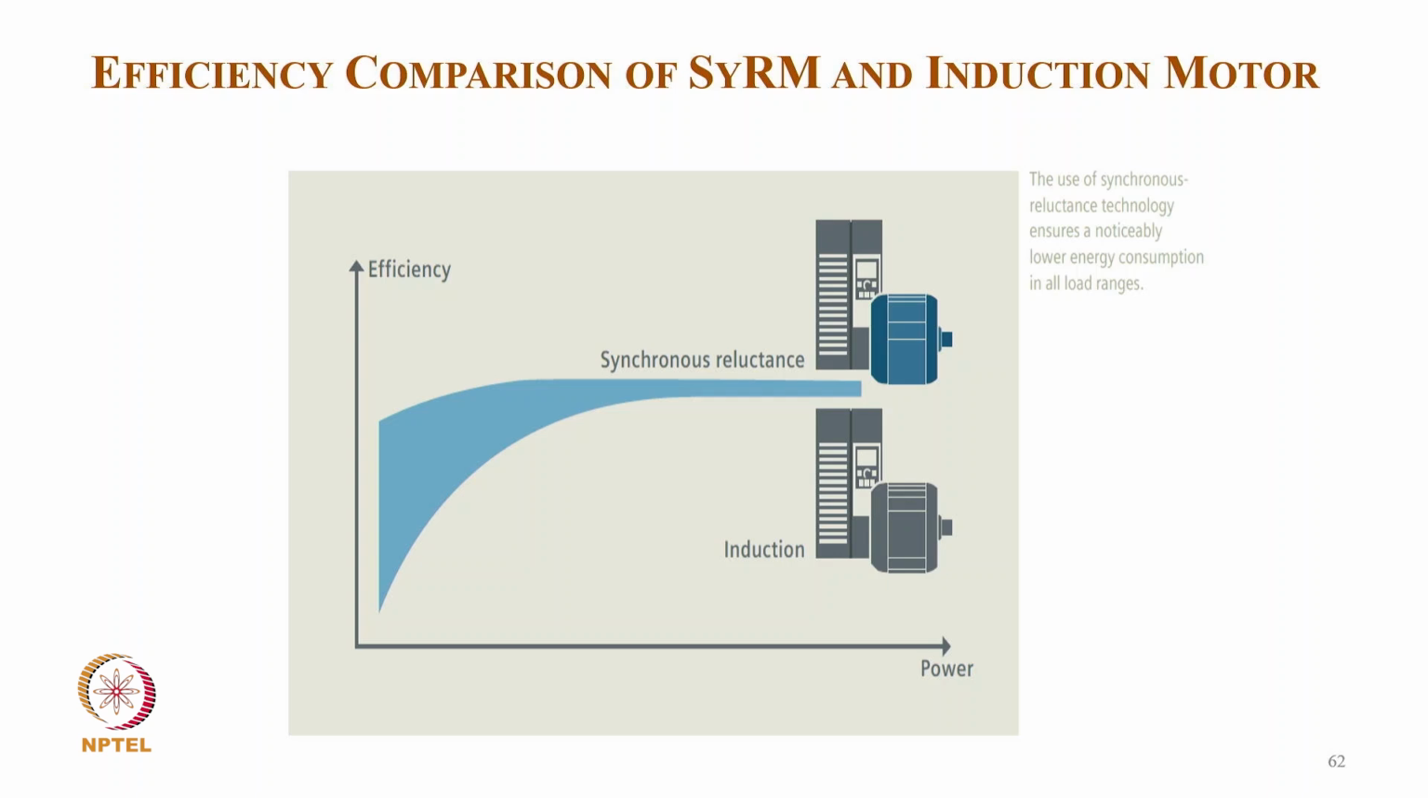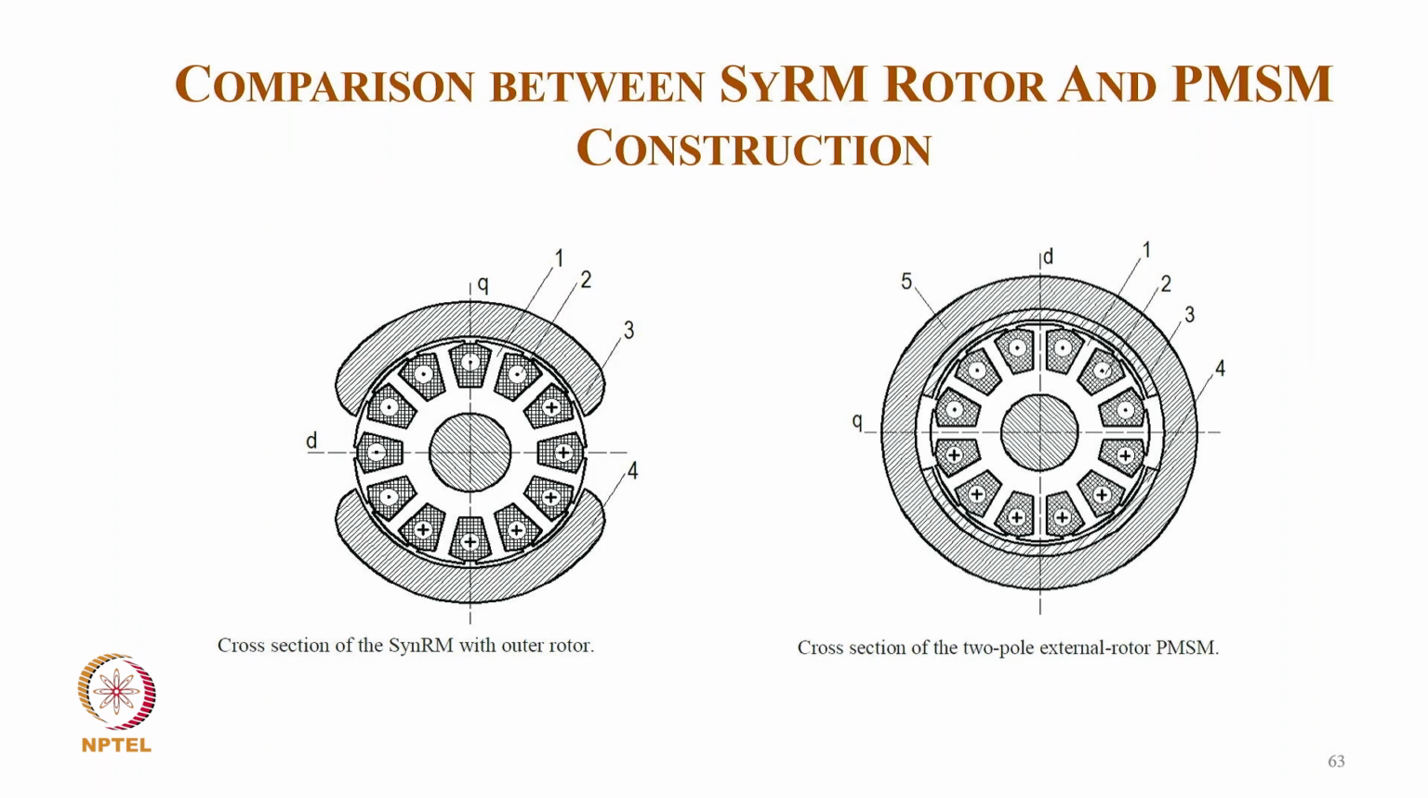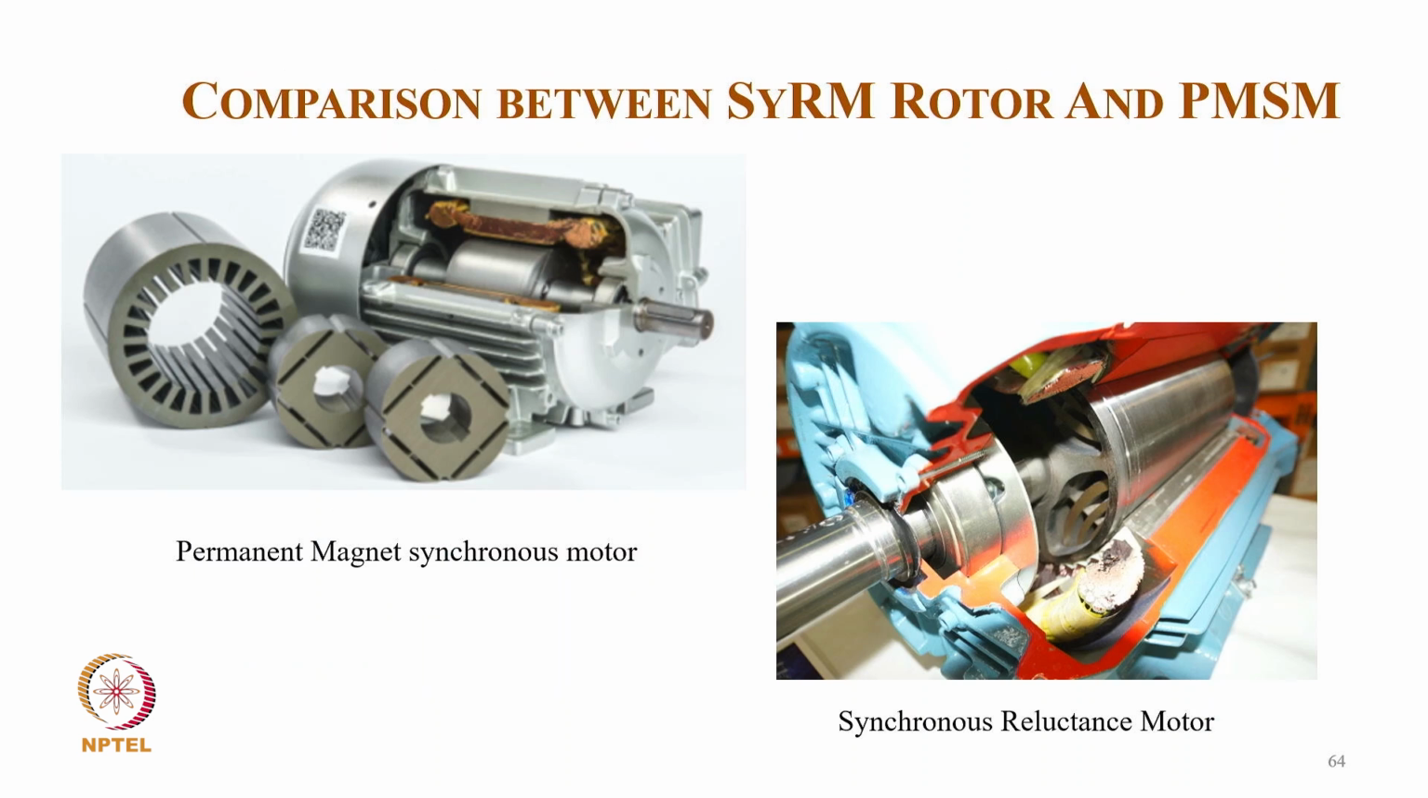For many applications, typically water pumping or other kinds of pumping, like liquid pumping in milk dairies as well as the oil industry, refineries, and many other places, the use of synchronous reluctance motor technology ensures noticeably lower energy consumption in all load ranges. And this is the cross section of the synchronous motor with the outer rotor, and the cross section of a 2-pole external rotor. You have external rotors in many applications, so that is the kind of geometry. And compared to the permanent magnet synchronous motor, you can see how the synchronous reluctance motor looks, clearly with the flux barriers.